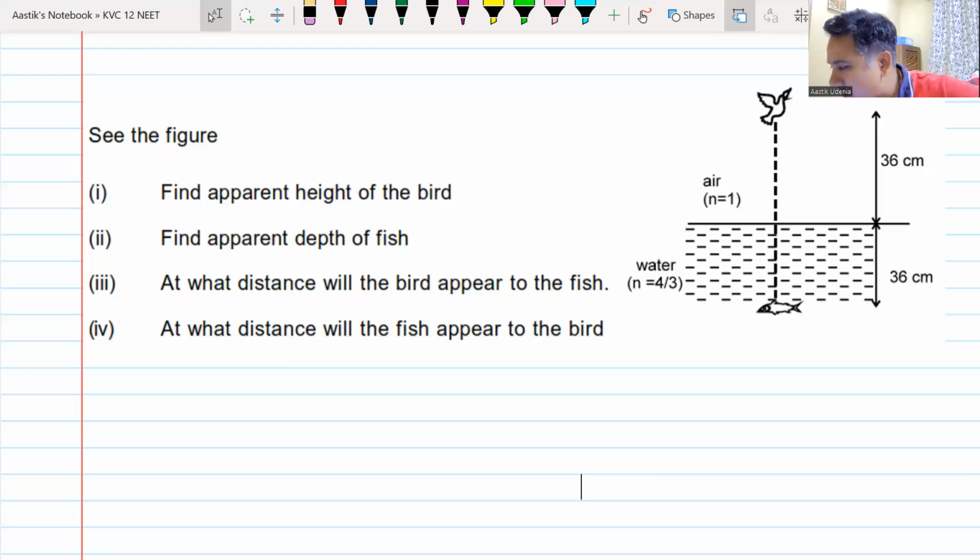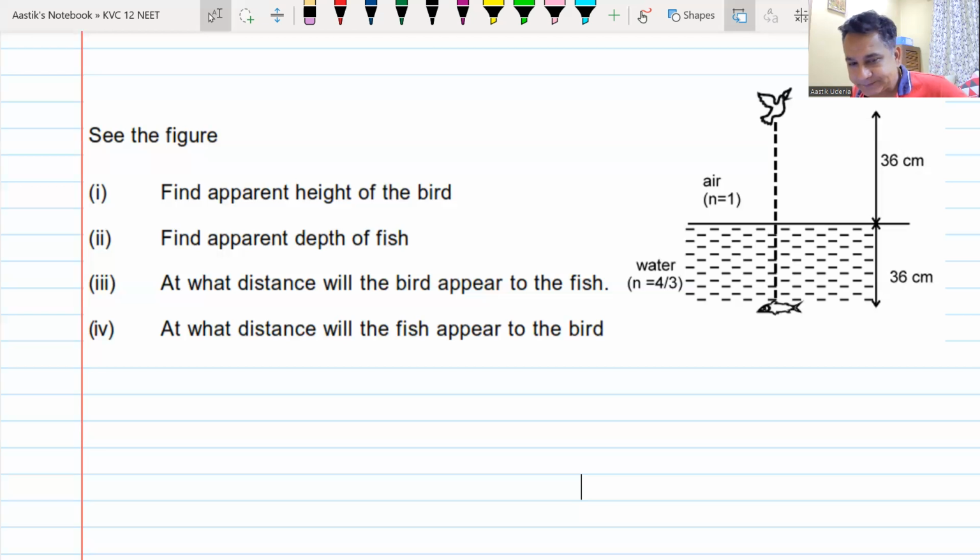But what will it look like from air? At what distance will the bird appear to the fish? To the fish, how high will the bird appear? Secondly, at what distance will the fish appear to the bird, the eagle? The actual distance is 36 plus 36, 72. That's the actual distance. But what will the bird feel and what will the fish feel? That is what you got to tell me. And I think we are more intelligent than the bird and the fish. We should be able to do this.